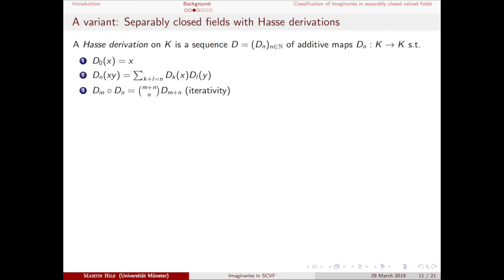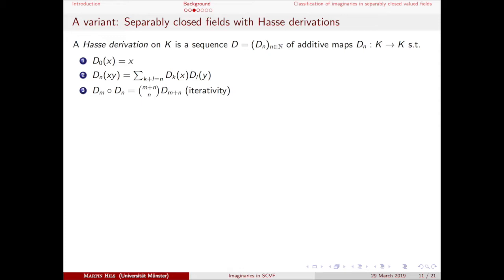So now a variant, which is closer in spirit to derivations. One can also look with a lot of profit in model theory at separably closed fields when one uses Hasse derivations. So what is a Hasse derivation on K? It's a sequence (d_n), n in the natural numbers, of additive maps from K to K, such that the zeroth one is the identity, and you have a generalized Leibniz rule: d_n of xy is the sum over k plus l equal to n of d_k of x times d_l of y.